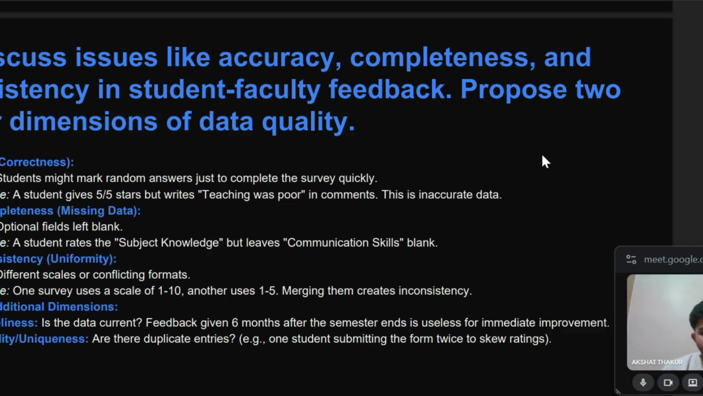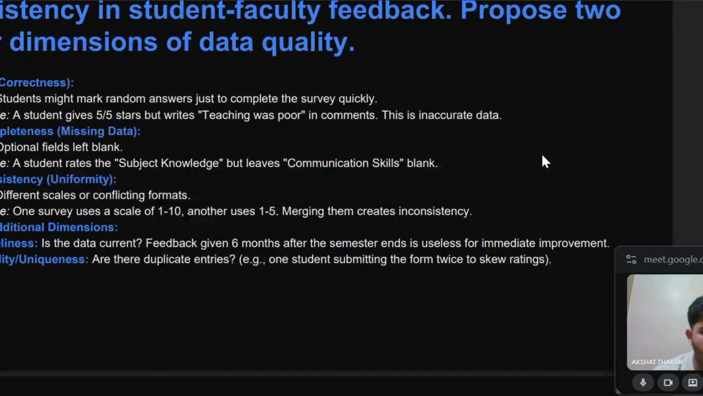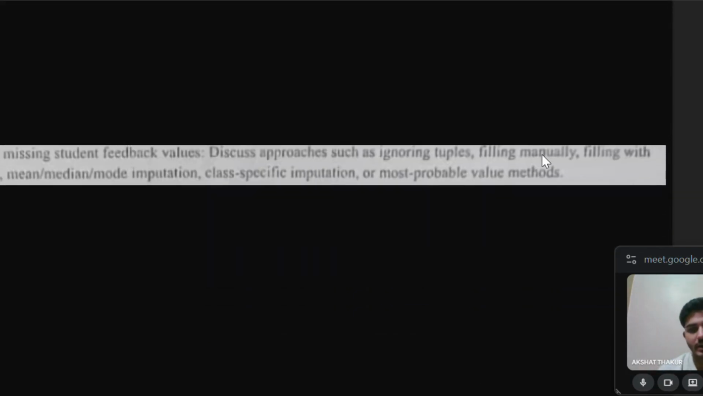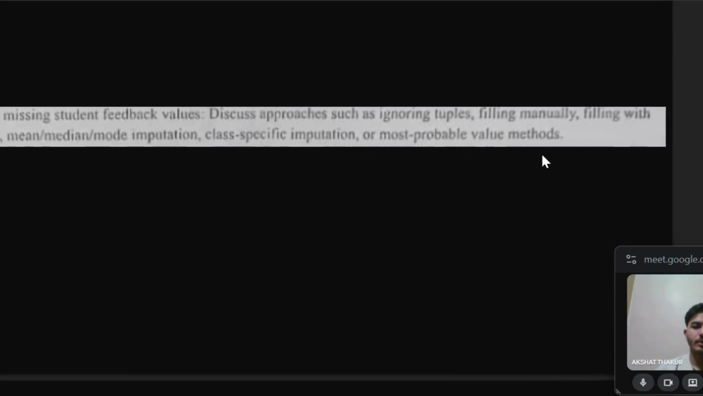Is the data current? Feedback given 6 months after the semester ends is useless for immediate improvement. The other is validity and uniqueness: are there duplicate entries? For example, one student submitting the form twice to skew the rating, submitting it twice to raise or to lower the rating. Okay, then moving to the next question.